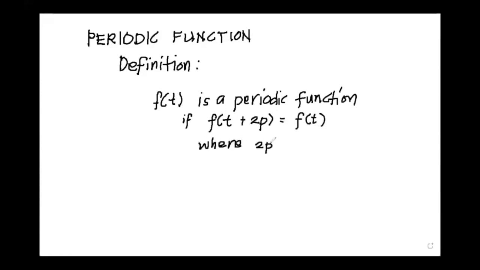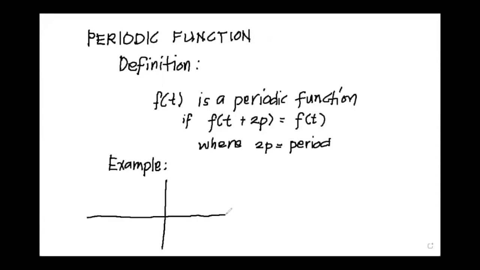So in this case, we are going to learn how to define a periodic function in one period. So in here, f of t is a periodic function if f of t plus 2p is equal to f of t, where 2p is the period. In some other books, they use p to represent the period. But in our case here, you're going to utilize 2p to represent the period.